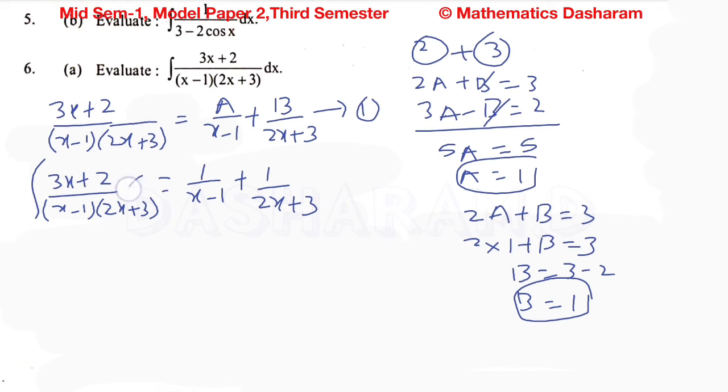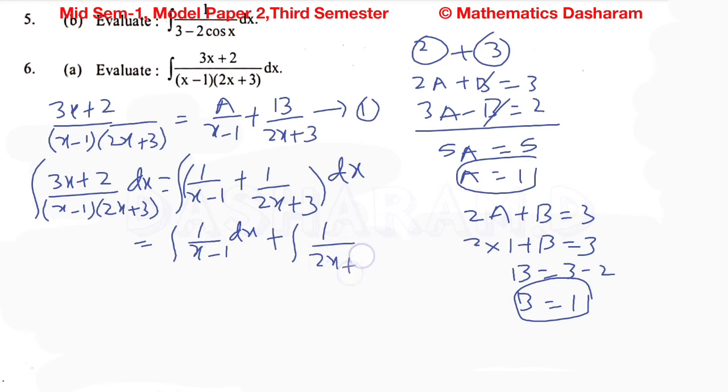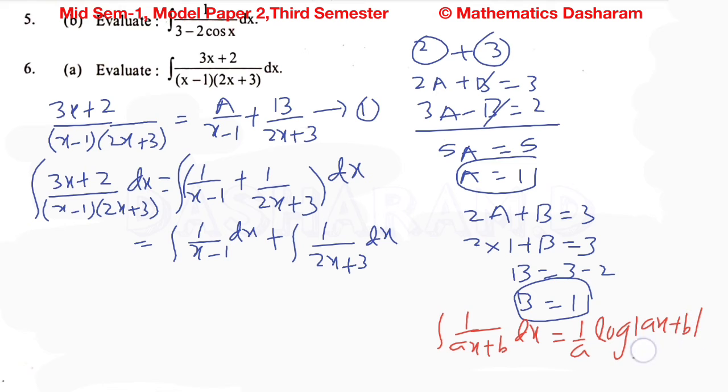Now apply the integration with respect to x. So here apply the integration for each term separately. Integration 1 by x minus 1 dx, integration 1 by 2x plus 3 dx. So here the suitable formula is integration of 1 by ax plus b dx equals 1 by a into log of mod ax plus b with base e. So this is a suitable formula.